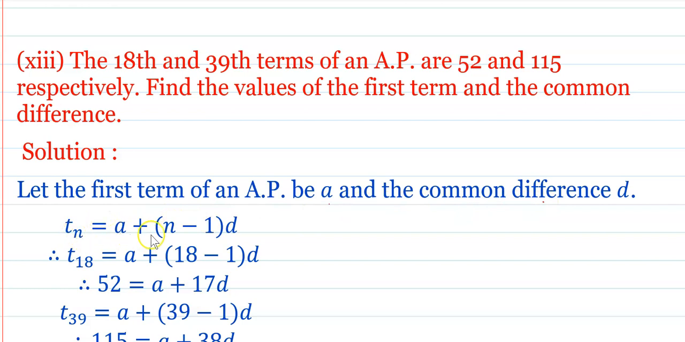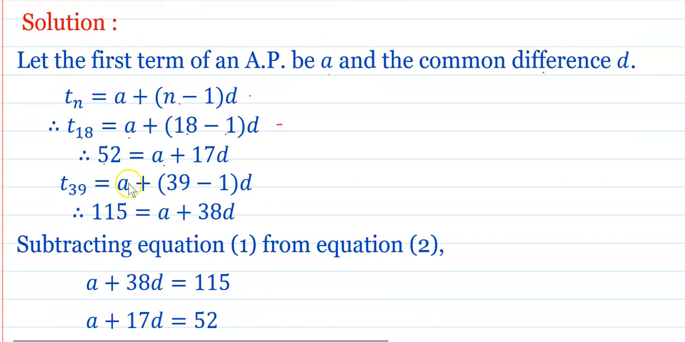Tn is equals to A plus n minus 1 into D. T18 is equals to A plus 18 minus 1 into D. But we know the 18th term is 52, is equals to A plus 17D. T39 is A plus 39 minus 1 into D. It's 115 is equals to A plus 38D. Now, these are the two equations, equation number 1 and equation number 2.